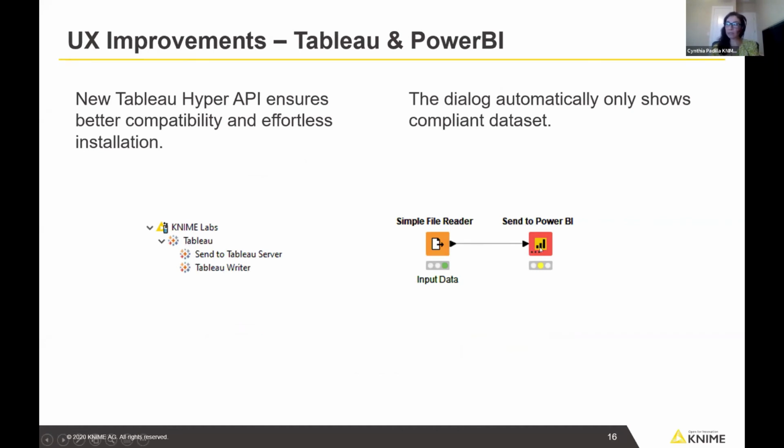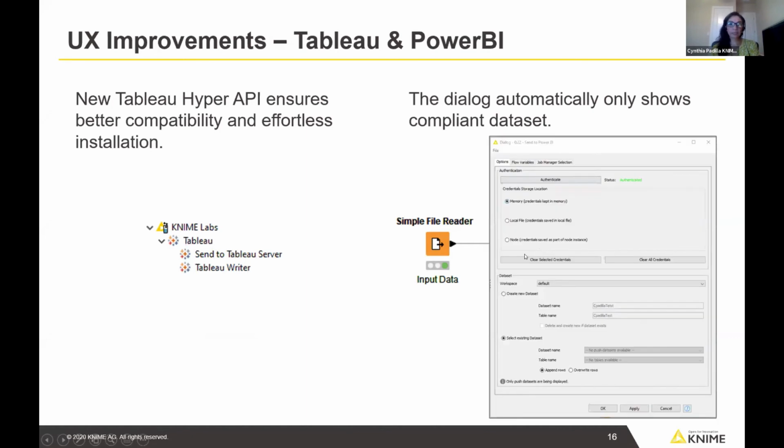And with PowerBI, we have added additional feedback on the configuration window to let you know when you are using a data set that is going to be accepted by PowerBI. And these are called push data sets. We also give you a little message here saying only push data sets are being displayed. So what you should be seeing on your list is only push data sets, which is the kind of data sets that PowerBI accepts. And this way, you don't get errors downstream.